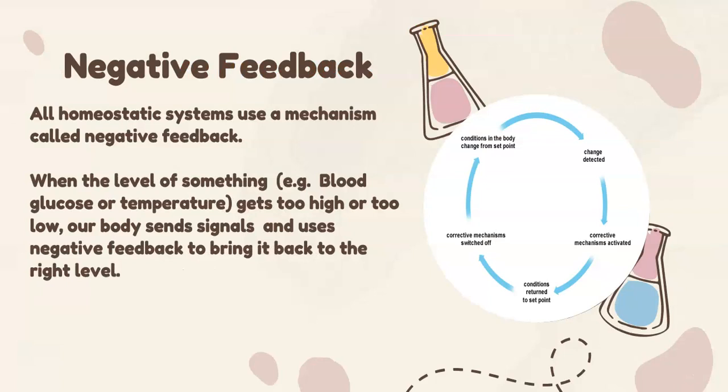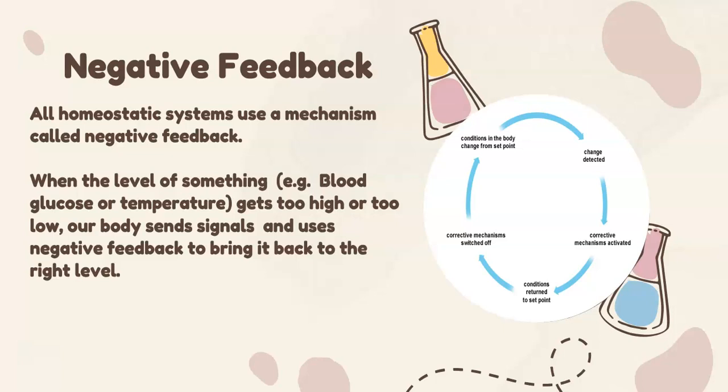Now, negative feedback is a mechanism that all homeostatic systems use. What is negative feedback? It can be described as this. When the level of something, for example, glucose concentration in the blood or core body temperature, gets too high or too low, when the level falls out of the normal range, our body sends signals and uses negative feedback to bring that condition back to the normal level.